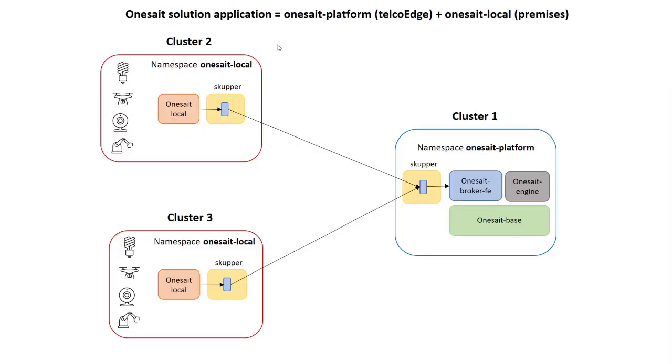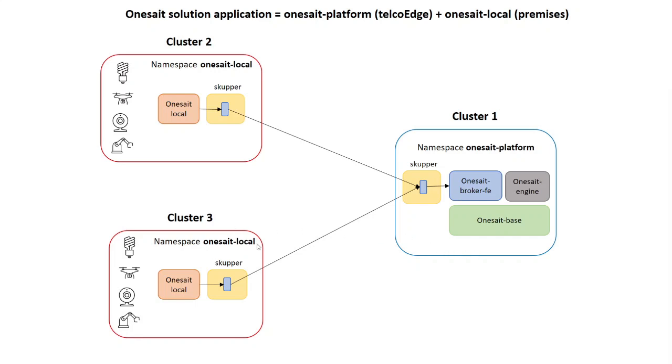The Minsait solution application consists of two elements, Minsait Platform and Minsait Local. Minsait Platform is a generic data processing solution from Minsait. It can also collect data from IoT devices. It is composed of three components, Minsait Base, Minsait Engine, and Minsait Broker FE. All of them have different internal modules as well. These three components are usually deployed in an environment with sufficient computing capacity and availability.